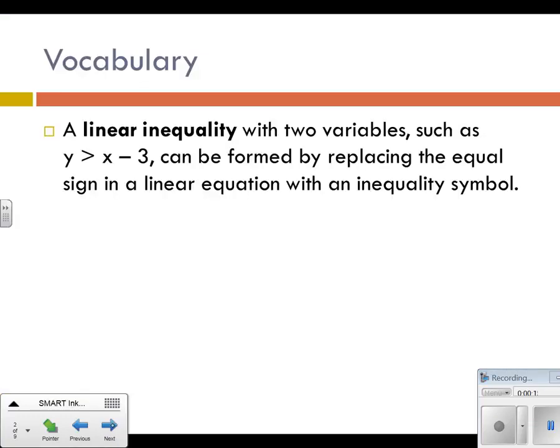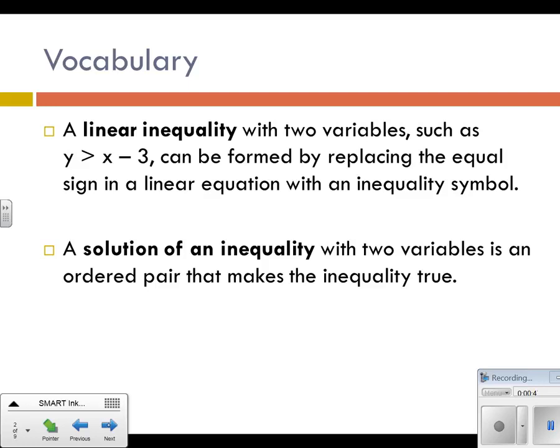To start with some vocabulary, a linear inequality with two variables, such as y is greater than x minus 3, can be formed by replacing the equal sign in a linear equation with an inequality symbol. So we're taking out the equal sign and replacing it with a greater than sign or a less than sign, or possibly greater than or equal to or less than or equal to. The solution of an inequality with two variables is an ordered pair that's going to make the inequality true.